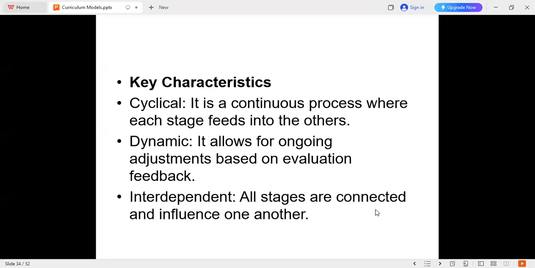Key characteristics: cyclical. It is a continuous process where each stage feeds into the others. You can understand that. Dynamic. It allows for ongoing adjustment based on evaluation feedback.